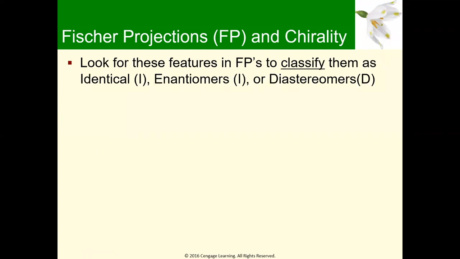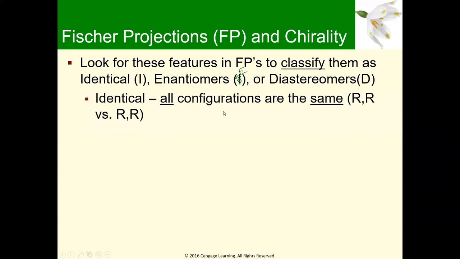So another nice thing about Fischer projections is it's a little easier, I think. It's still sometimes a challenge. This is kind of a tall order. But I think it is easier with Fischer projections to classify 2 different compounds as being identical, enantiomers, or diastereomers. Okay, so we're going to go through an example of that and get some practice with that. You'll know it's identical if all the configurations are the same.